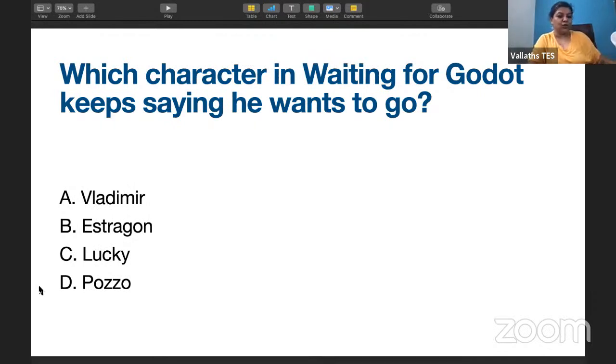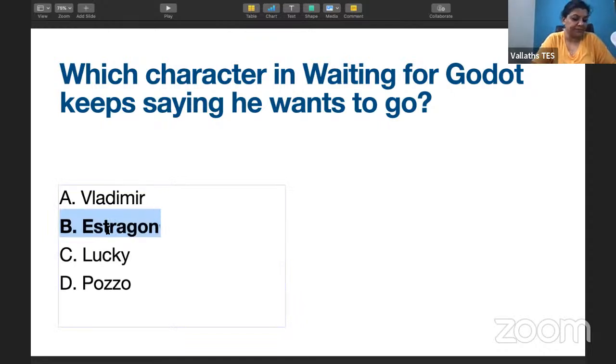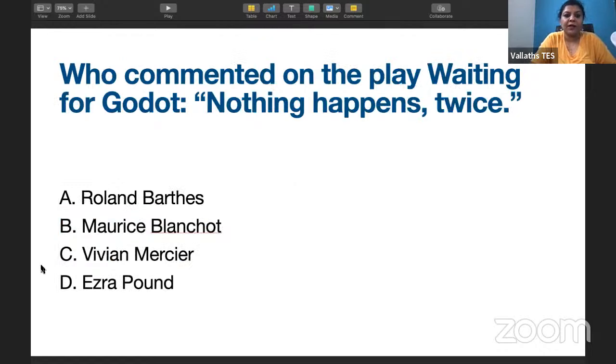Which character in Waiting for Godot keeps saying he wants to go? Is it Vladimir? Is it Estragon? Is it Lucky? Or is it Pozzo? It is Estragon. Who commented on the play Waiting for Godot? Nothing happens twice.